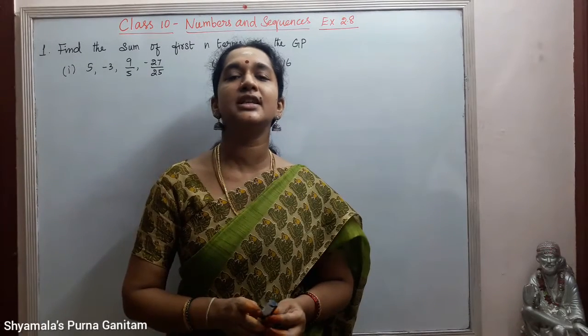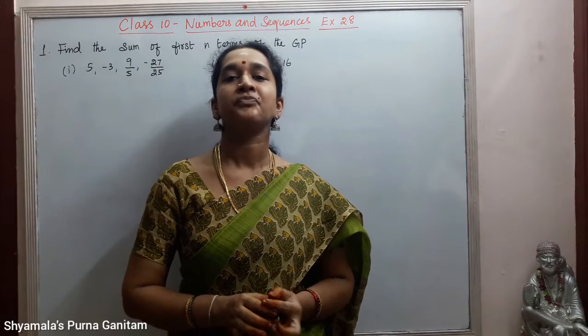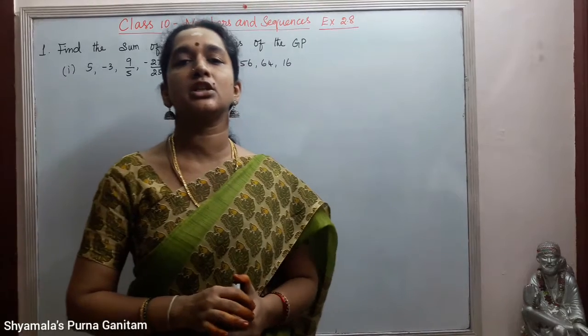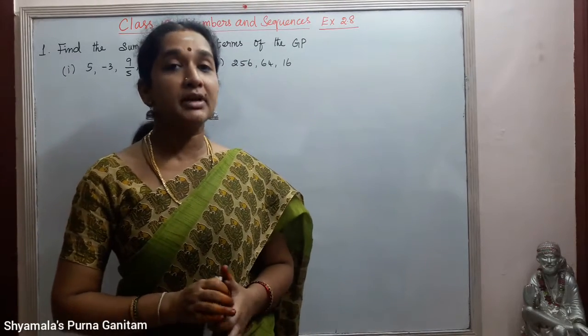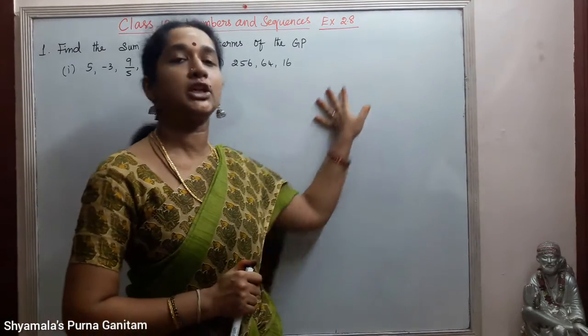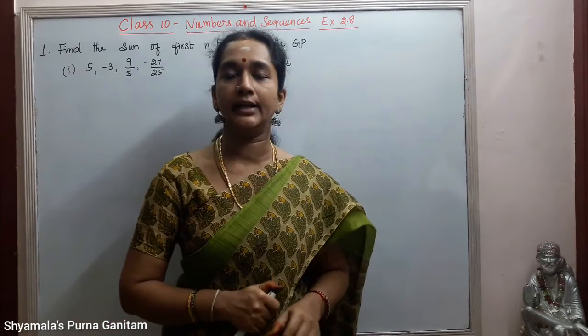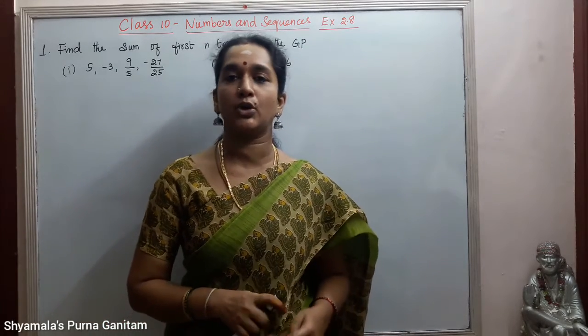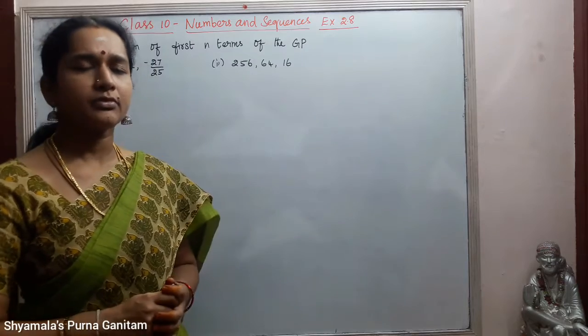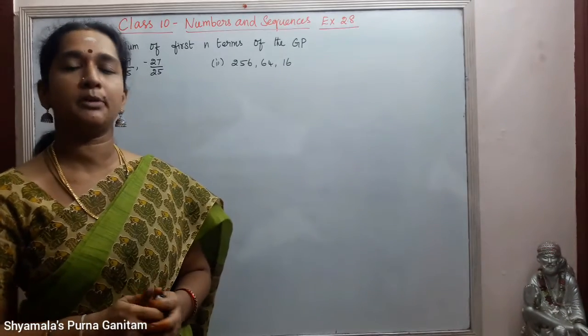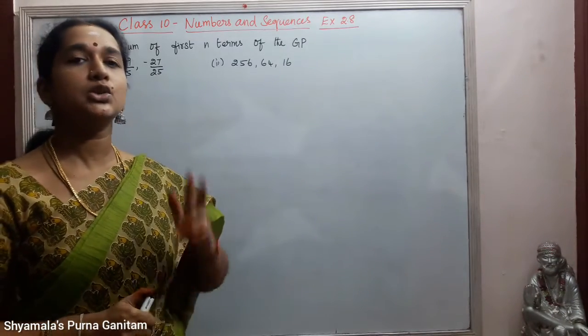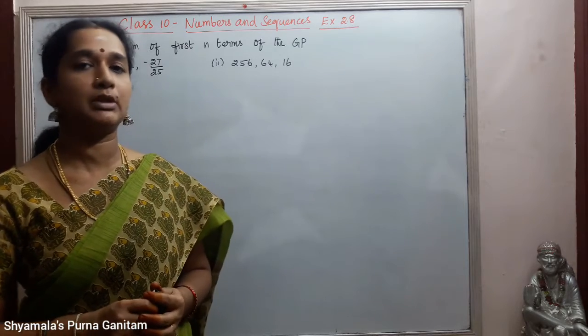Good morning students. In this class I will be doing class 10 Samacheer Kalvi syllabus or matriculation syllabus, second chapter, Numbers and Sequences. Today I am going to start a new exercise, 2.8. In this we will see sums of geometric progressions. Sums based on the sum of the geometric progression, GP. So in these two conditions we will be using two formulas.